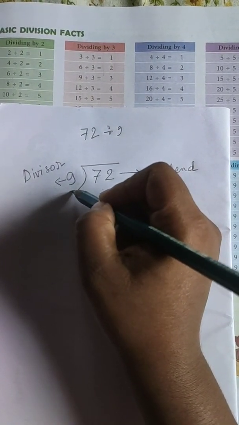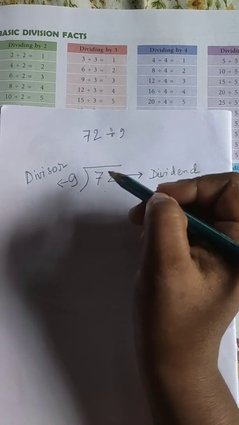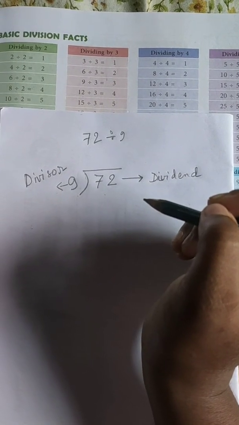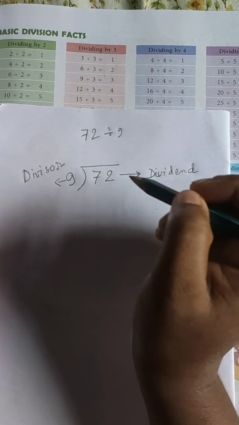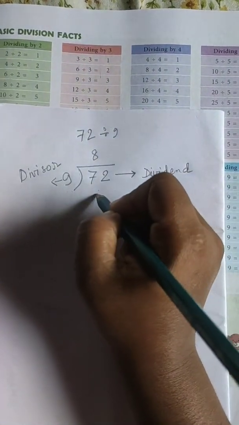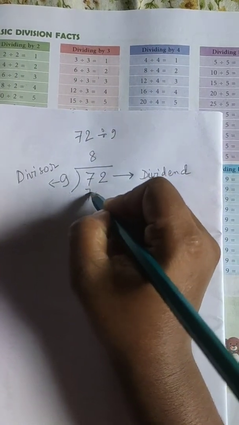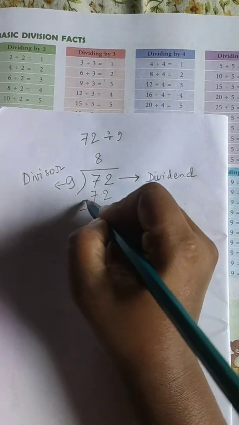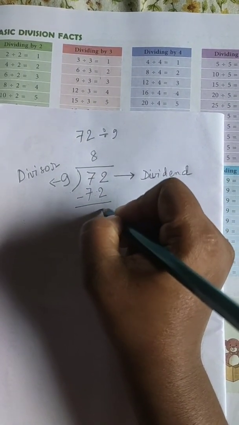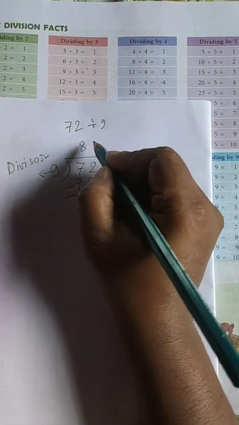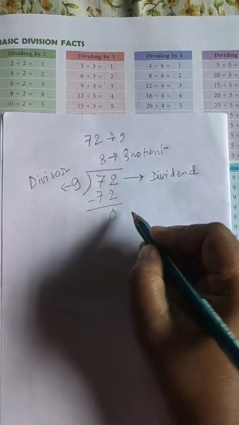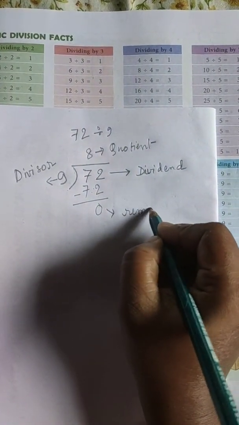9 ones are 9, 9 twos are 18, 9 threes are 27, 9 fours are 36, 9 fives are 45, 9 sixes are 54, 9 sevens are 63, 9 eights are 72. So you can see 9 eights are 72. We will write 72 here. Then we will subtract 72 from 72, and we get 0. So here 8 is the quotient and 0 is the remainder.